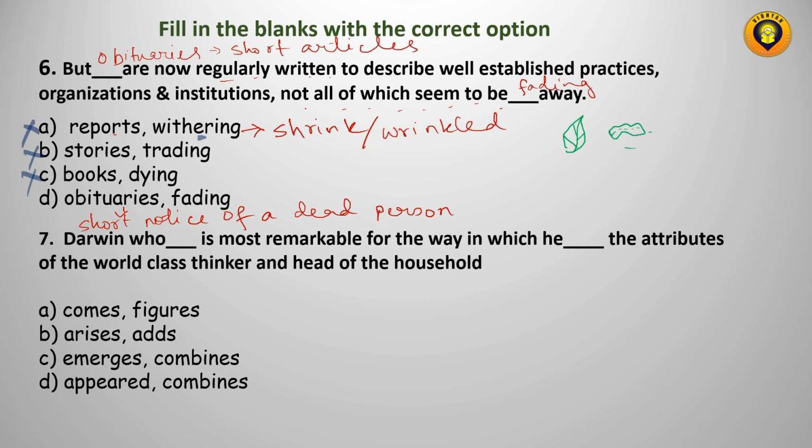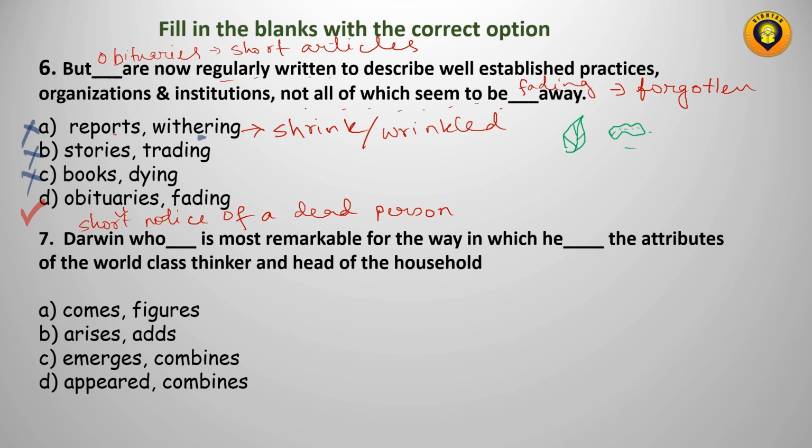And all of them will never be forgotten. Many of them may be forgotten later on, but everything will never be forgotten. So, here fading, in a sense, means forgotten. So everything will not be forgotten. So our answer would be none other than obituaries and fading, due to this reason.